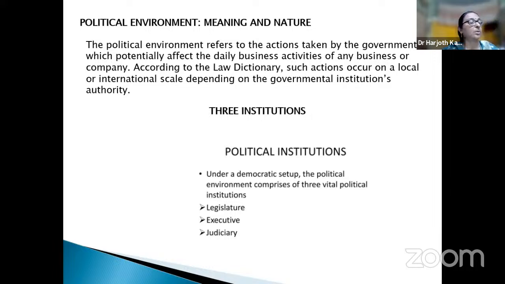Okay, so these are the impact, we can say, of the political structure of any country on the business.